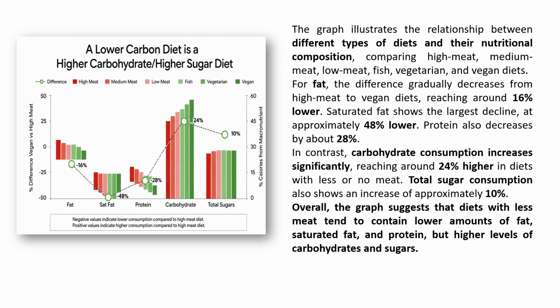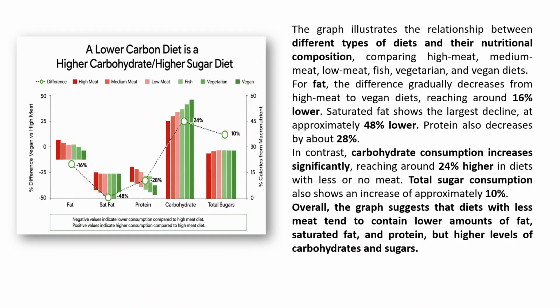The graph illustrates the relationship between different types of diets and their nutritional composition, comparing high meat, medium meat, low meat, fish, vegetarian, and vegan diets. For fat, the difference gradually decreases from high meat to vegan diets, reaching around 16% lower. Saturated fat shows the largest decline, at approximately 48% lower. Protein also decreases by about 28%.